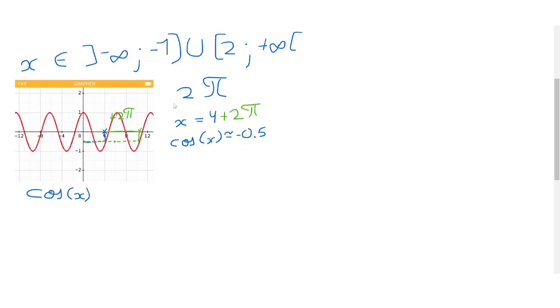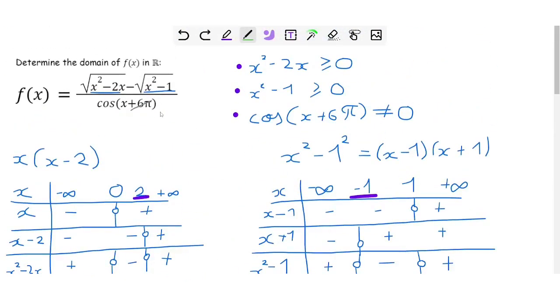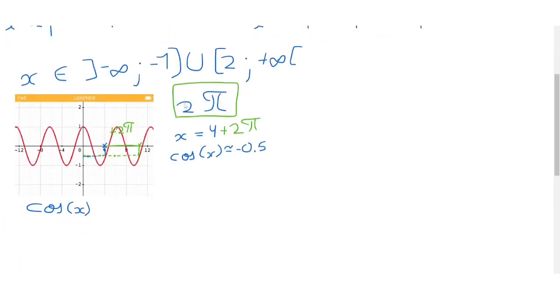And this is what it means that our function has a period of 2 pi. It means however many times we add or subtract 2 pi to our input, it is not going to change the output of our function. But what does this mean for our denominator here, cosine of x plus 6 pi?